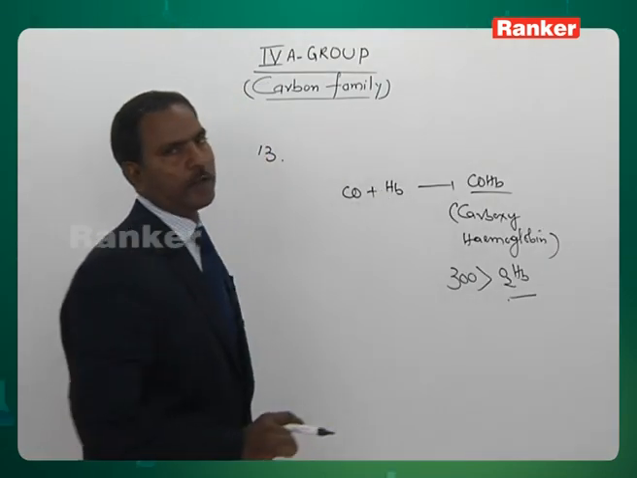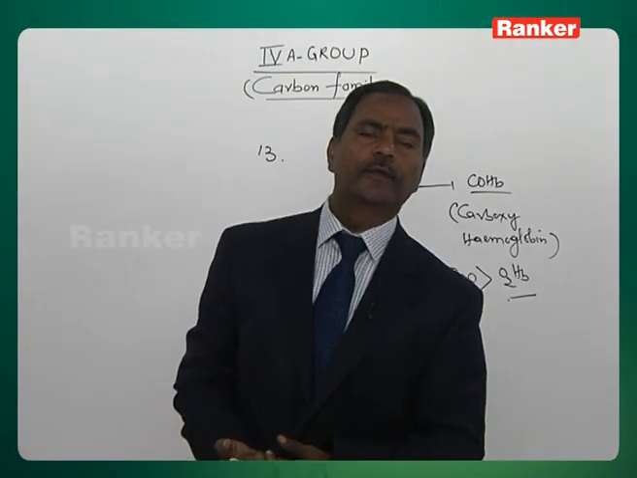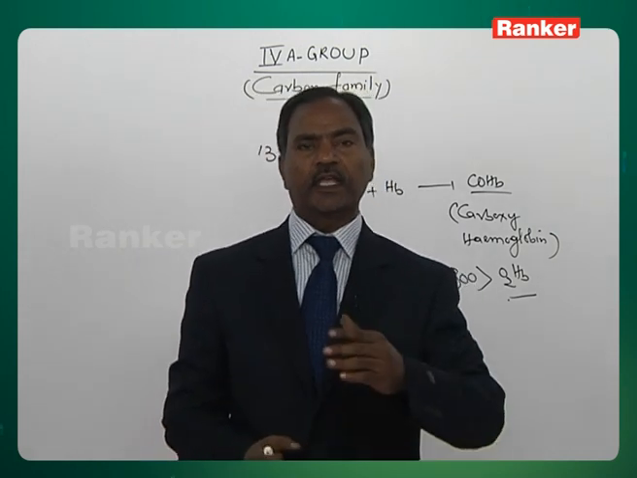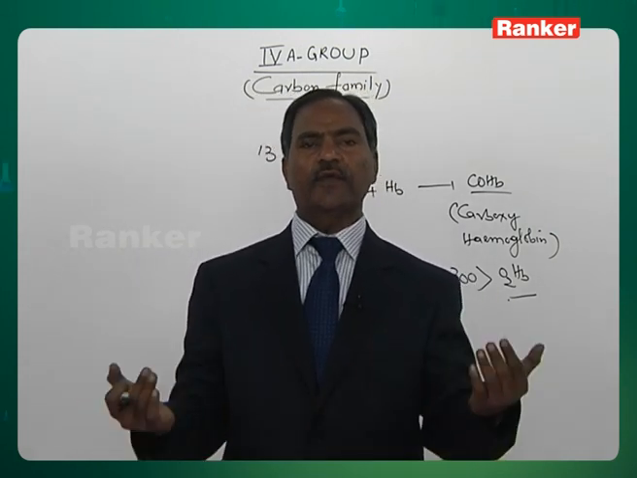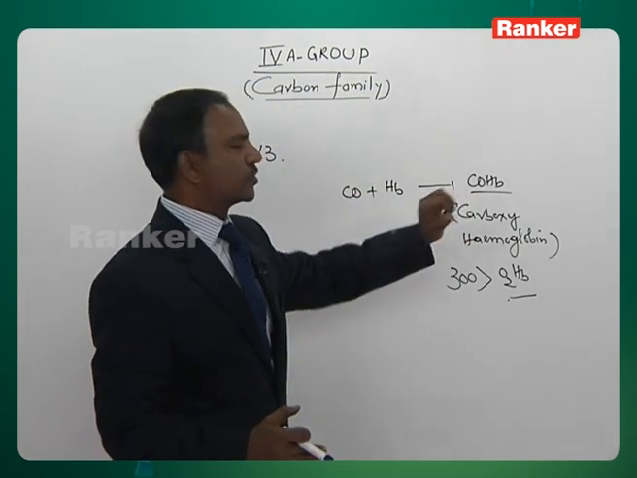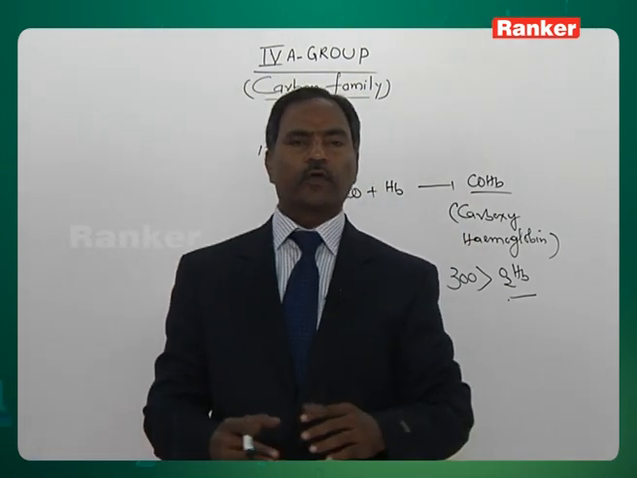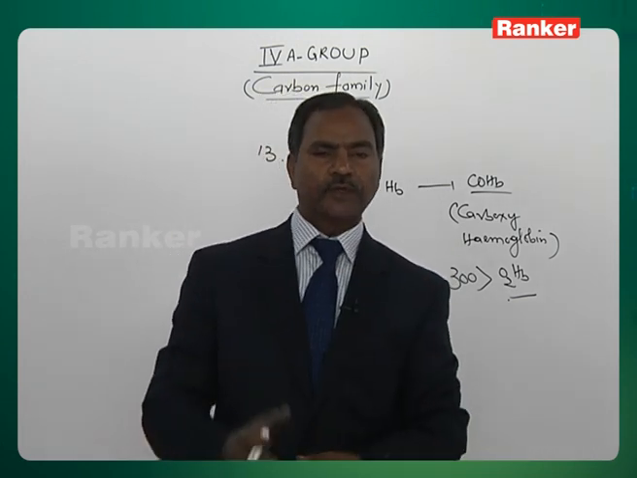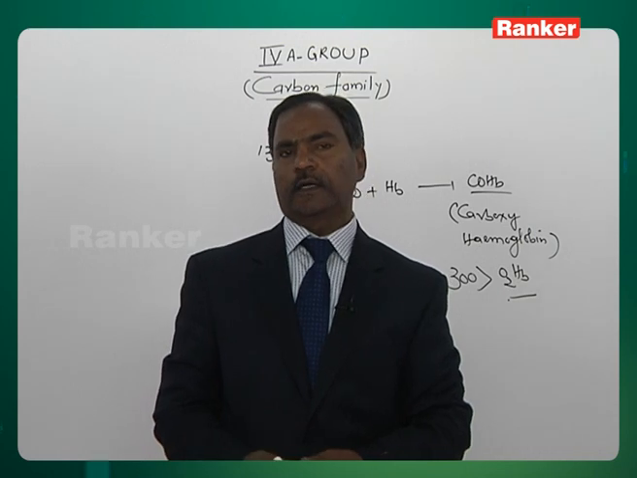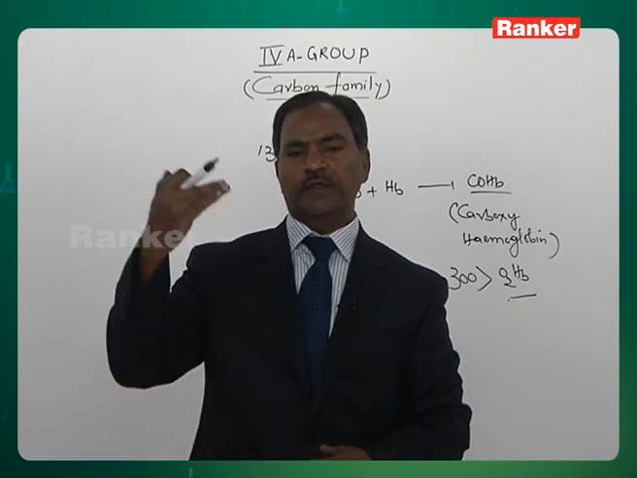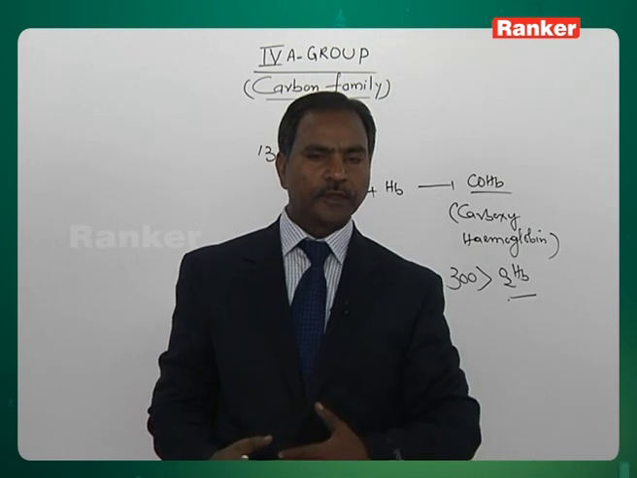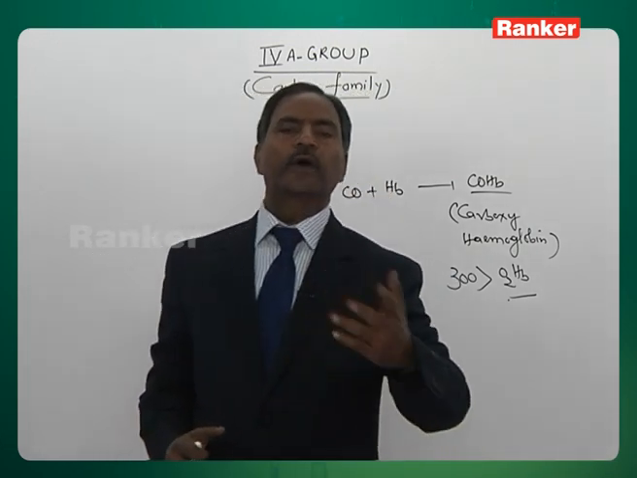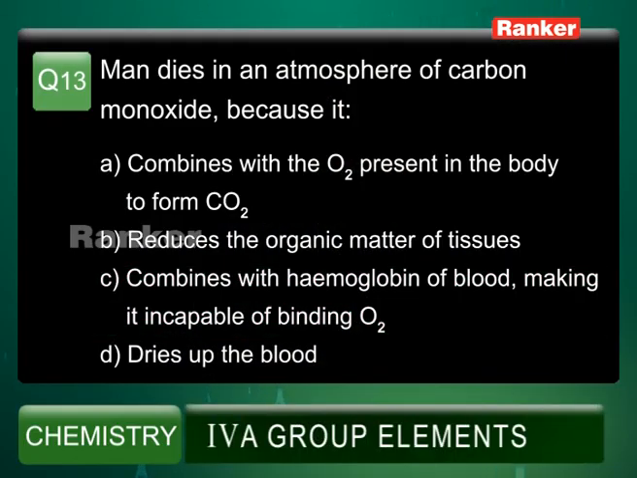Once carboxyhemoglobin is formed, the hemoglobin molecules lose their capacity to bind with oxygen. They cannot bind with oxygen when this carboxyhemoglobin is formed. Therefore, oxygen supply to the body is completely stopped. It will lead to death. Therefore, question number 13, what is given? Man dies in an atmosphere of carbon monoxide because it combines with the hemoglobin of blood, making it incapable of binding with oxygen. So, question number 13, answer is C.